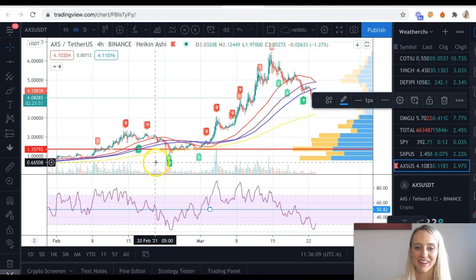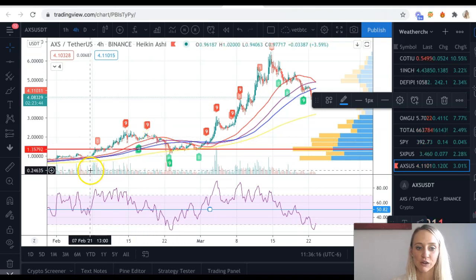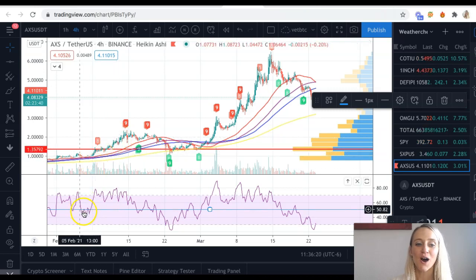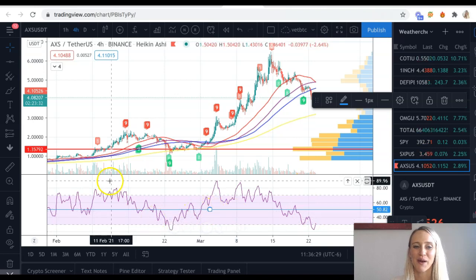All right? Right here as well, it crossed below the 50. You start to have your downtrend in the price. Here you crossed above the 50. You start to have your uptrend. So you can also utilize the RSI to draw your 50 line and to see the trend. Is it an uptrend or is it in a downtrend? So that's another way of utilizing the RSI.